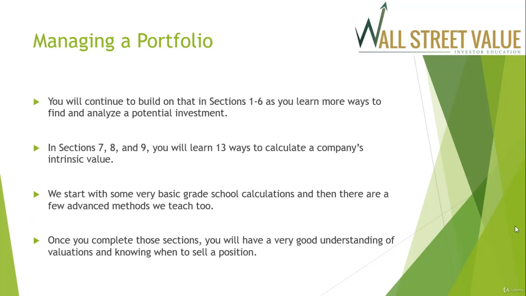You will continue to build on that in sections 1 through 6 as you learn more ways to find and analyze a potential investment. In sections 7, 8, and 9, you're going to learn 13 ways to calculate a company's intrinsic value. We're going to start with some very basic grade school calculations that you can do in your head, and then there are some more advanced options that we throw in there as well. Once you complete those sections, you will have a very good understanding of valuations, and that's going to help you know when to get into a position, and also when to sell a position.